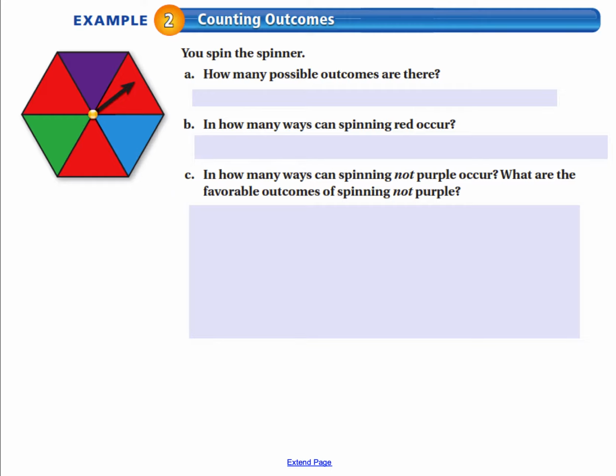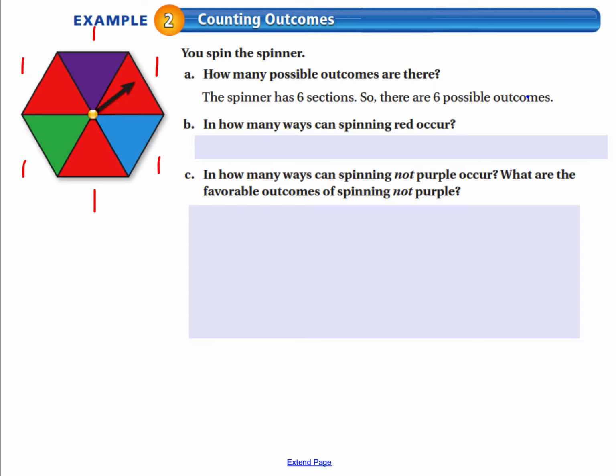Okay, another example. You spin the spinner. How many possible outcomes are there? Now this is where students can sometimes make mistakes. You only see 4 colors, so you think there are 4 outcomes. However, there are still 6 outcomes. And those are the 6 sections. Those outcomes include red, green, red, purple, red, and blue. All 6 of those are possible outcomes.